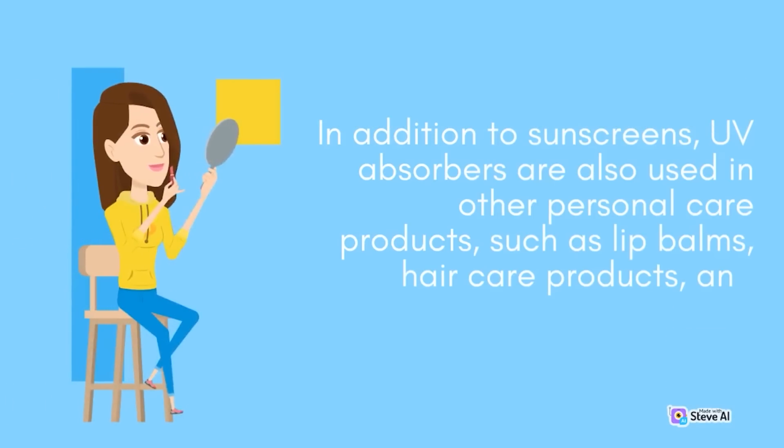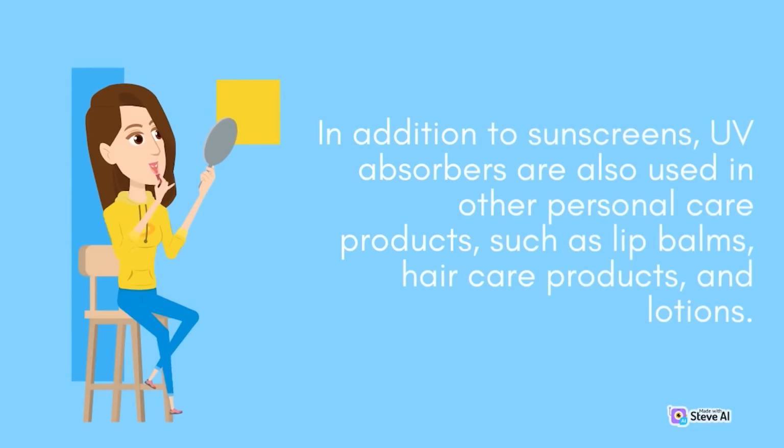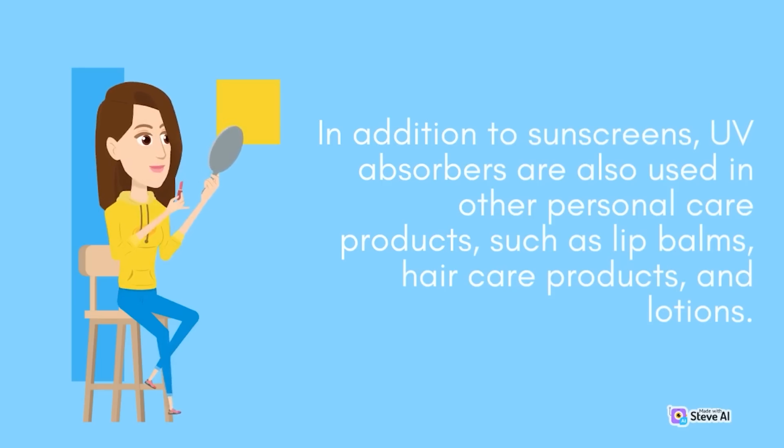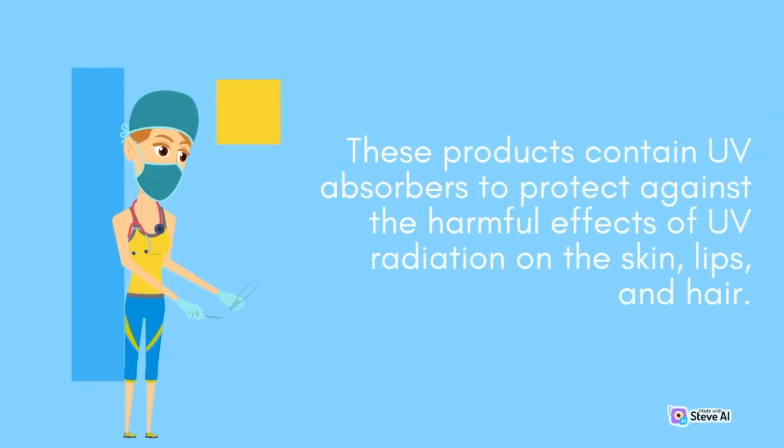In addition to sunscreens, UV absorbers are also used in other personal care products, such as lip balms, hair care products, and lotions. These products contain UV absorbers to protect against the harmful effects of UV radiation on the skin, lips, and hair.